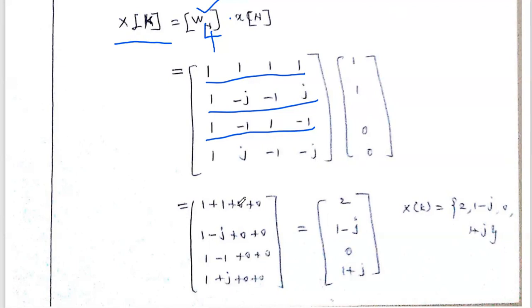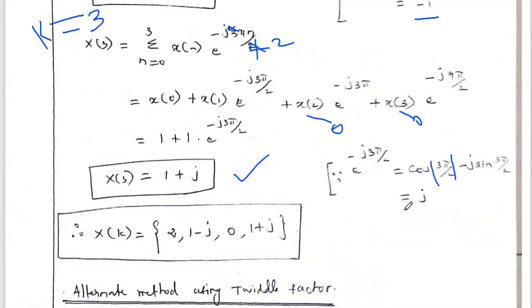Finally you just add. So 1 plus 1 is 2, the second answer is 1 minus j, then 1 minus 1 is 0, and the final answer is 1 plus j. Finally you write these answers row-wise. So this is the answer for X of k. X of k equals 2, 1 minus j, 0, 1 plus j. This answer is similar to the answer we obtained in the direct evaluation method.